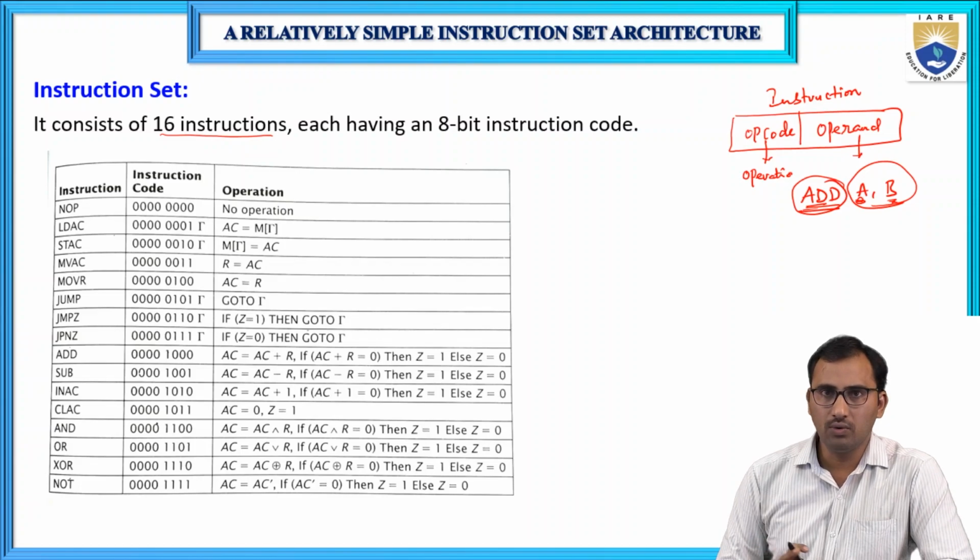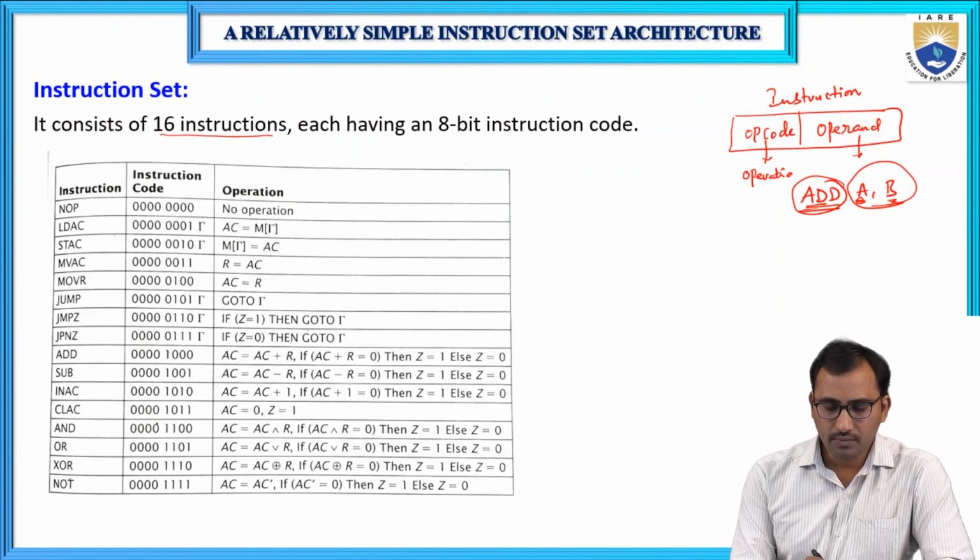In total we have 16 instructions. First, this is NOP, meaning no operation. The instruction mnemonic is NOP, and its opcode, or we can also call it the instruction code, is 00000000. This is the instruction code for NOP. NOP means no operation, the processor does nothing.